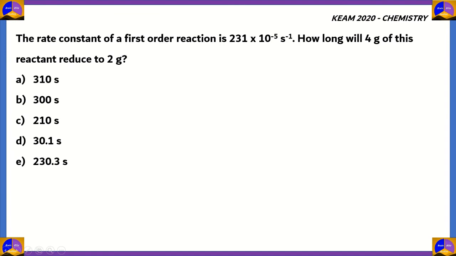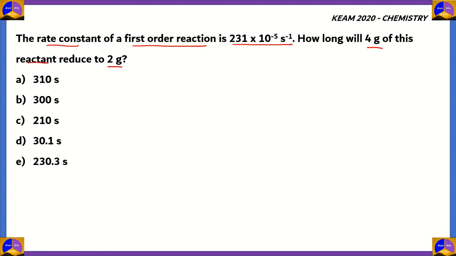Now let's look at some questions. This time it's of chemistry. The rate constant of a first order reaction is 2.31 times 10 raised to minus 5 per second. How long will 4 grams of this reactant reduce to 2 grams?